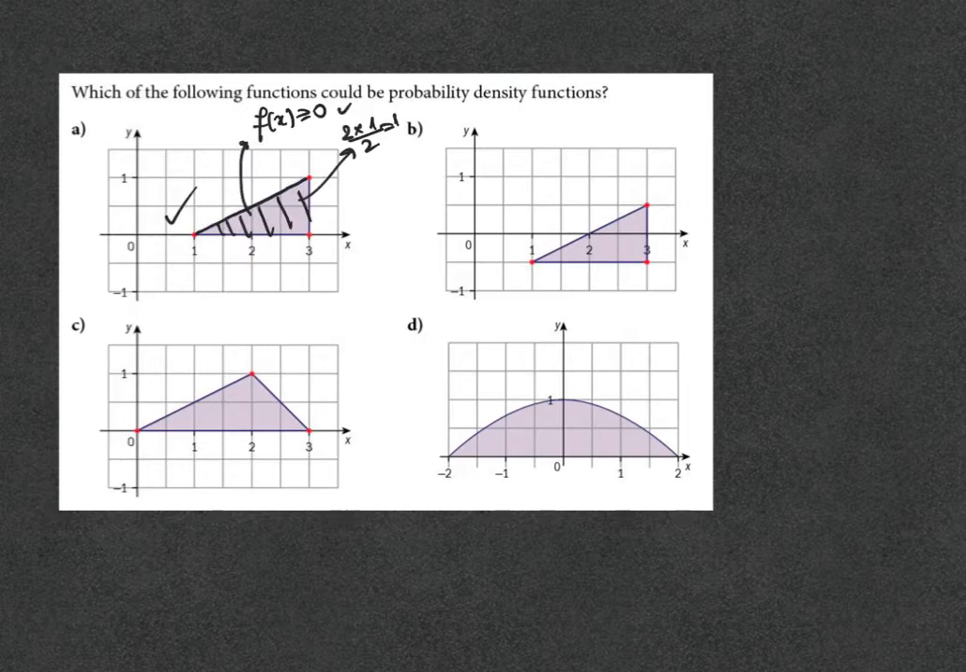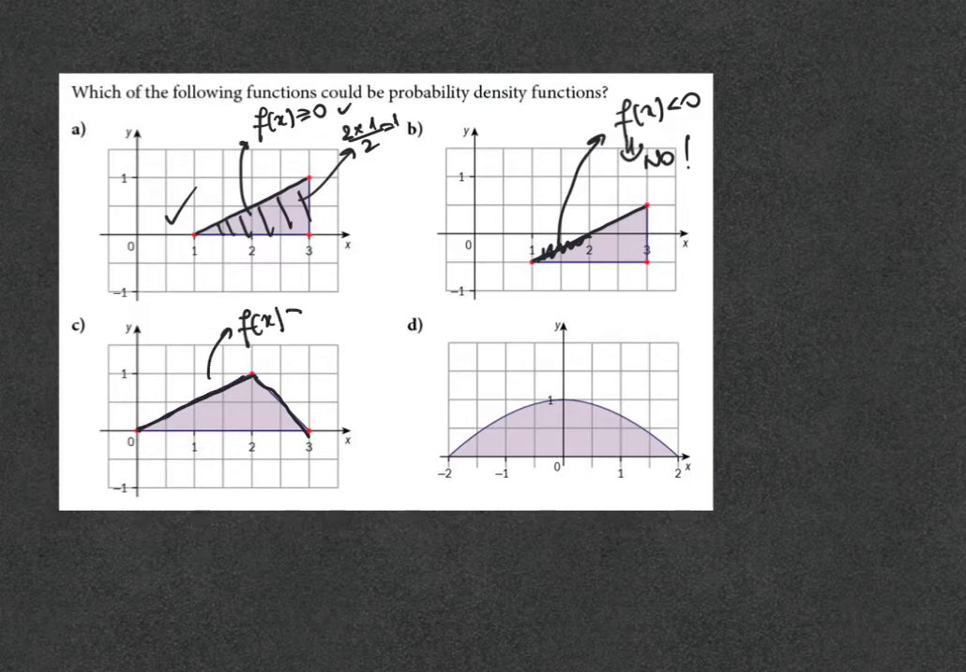Let us look at the second one. Here f of x on that area is smaller than 0. So it cannot be a probability density function because of this part here, which is smaller than 0. For this function here, f of x is bigger than 0 on both branches, correct? And the area is base, which is 3, times height, which is 1, over 2, which is not 1. Therefore, it's not a probability density function.